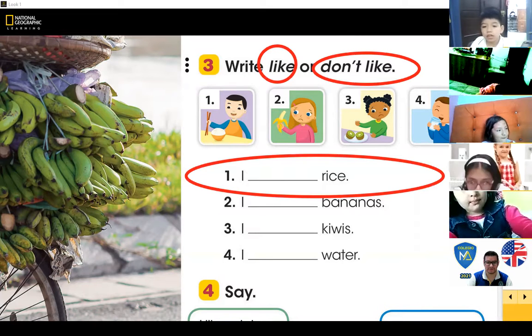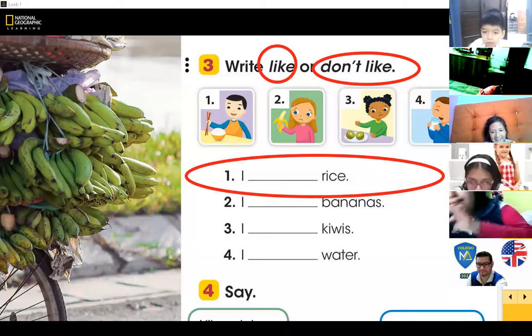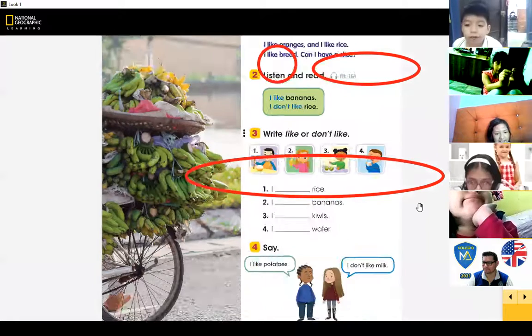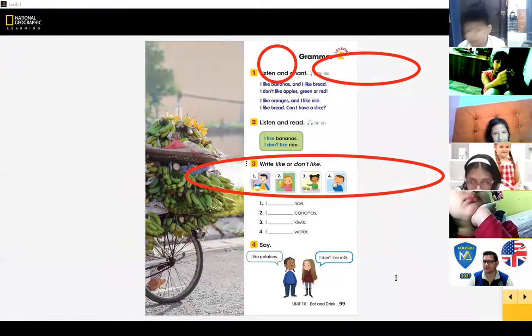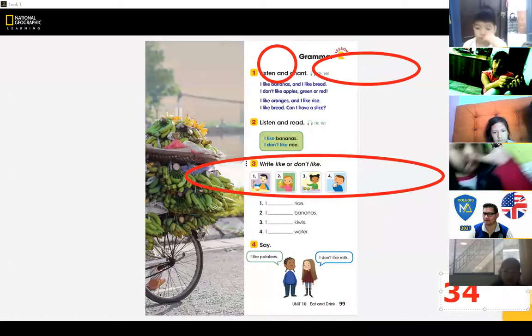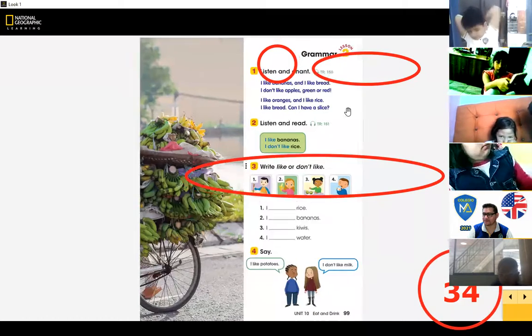What's the answer, students? I like rice. I like. Teacher. Yes, what's the answer? What number? Okay. 34. Thank you very much. Yeah, this is page number 34. Okay. There it is. Let's continue.